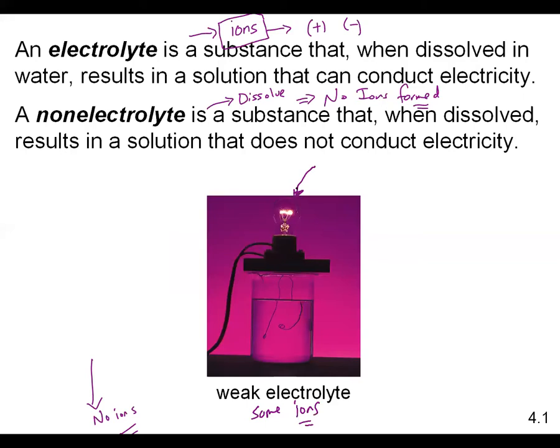The light bulb here does go on, but it is not super bright. It's able to still conduct electricity because there are some ions in the solution. That little bit of ions in the solution helps complete the circuit and allows some electricity to be conducted. But again, in terms of the light bulb example, it would give you more of a dim light bulb.